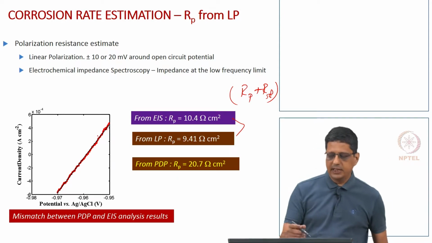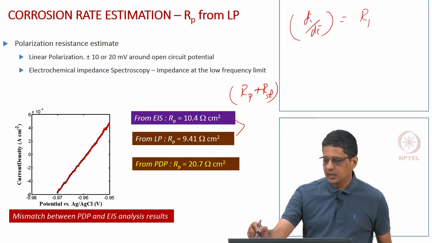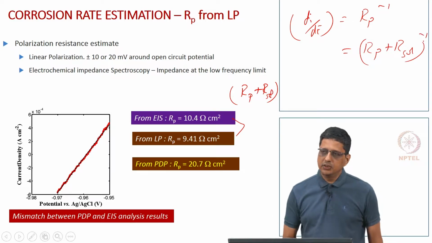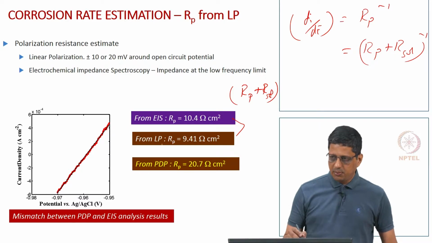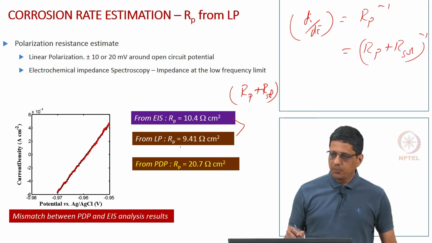So, linear polarization gives you di by dE, and we would normally write it as Rp inverse, but in reality it should be written as Rp plus R solution inverse. Since solution resistance is close to 10 ohms, linear polarization data will give you the polarization resistance as close to 9.5 ohms. The actual slope, if you take the inverse of the actual slope, that is going to be close to 20 ohms.